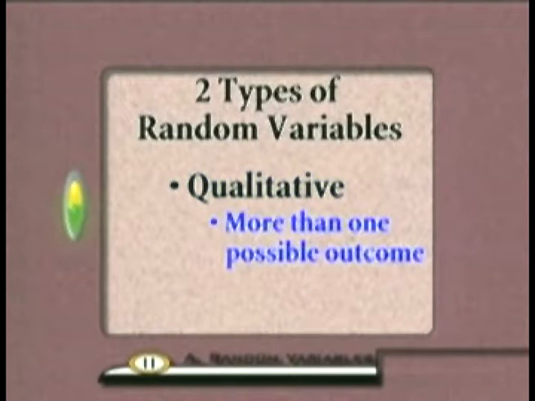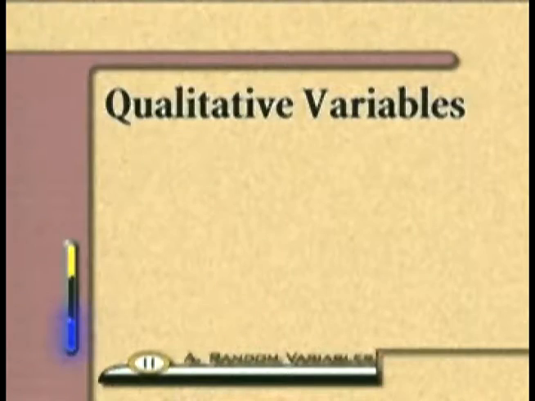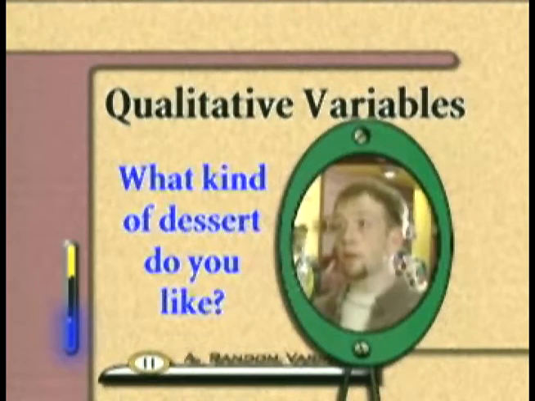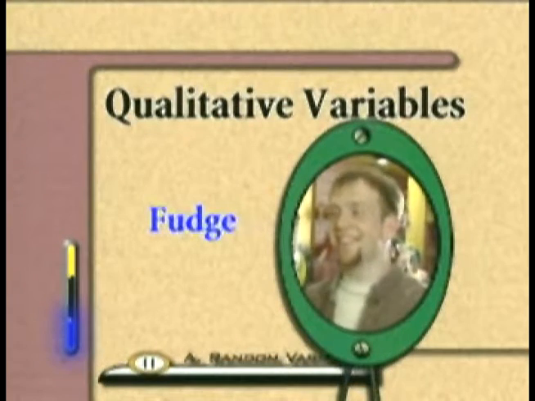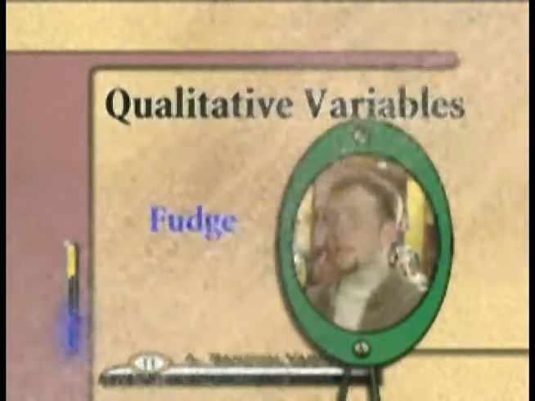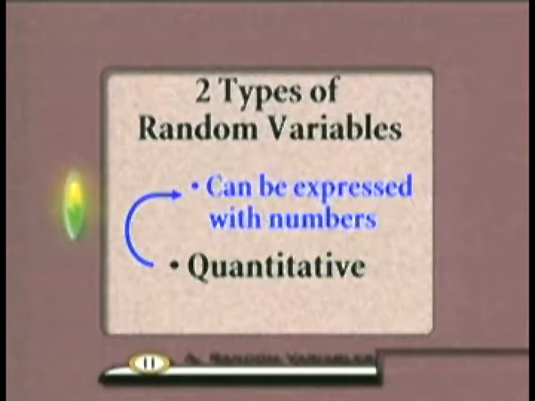There are two types of random variables, qualitative and quantitative. Qualitative variables are variables that have more than one possible outcome, but whose outcomes can't be expressed using numbers. It would be like asking people what kind of dessert they like. They may tell you ice cream, they may tell you fudge, but either way, you can't express their answers with numbers. The other type of random variable is quantitative. Quantitative variables can be expressed using numbers. Think quantitative, quantity. Quantity is a number.